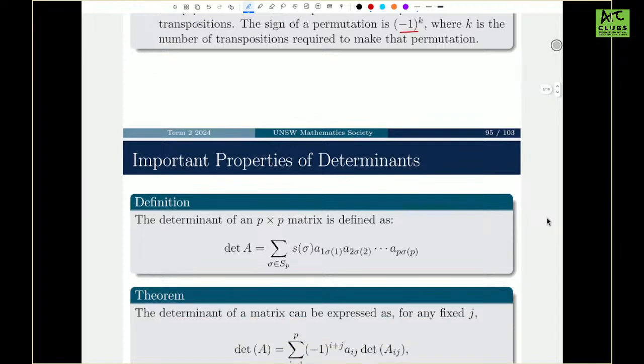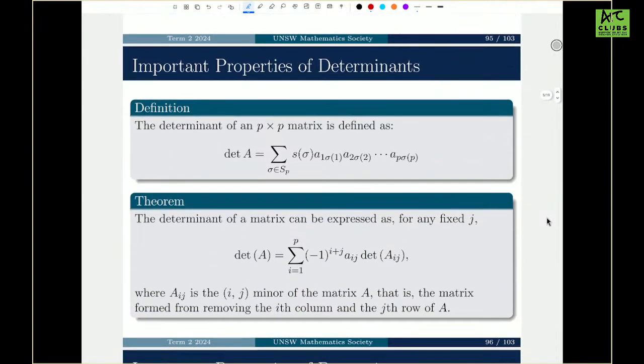Okay. Now, here is an interesting definition of the determinant of a P by P matrix. We can define this using permutation groups, and S of sigma is just the sign of sigma, and we're iterating through every possible permutation on the permutation group of P elements. So this definition is kind of cool, but we're almost never going to use this. As for computing determinants, this isn't the route you want to go down.